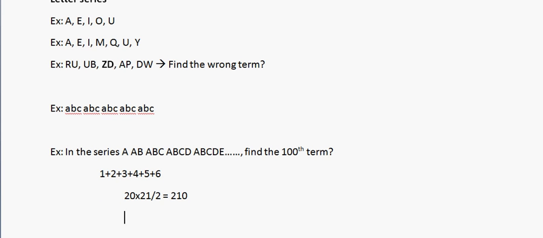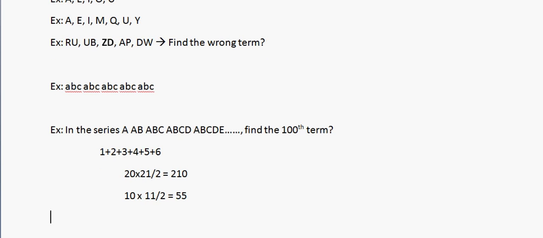Sum of first 10 natural numbers, let's see how many they are. 10 into 11 by 2, it is 55. So obviously it has to be greater than 10. Now let's look at 15. 15 into 16 by 2, right? It is 120.